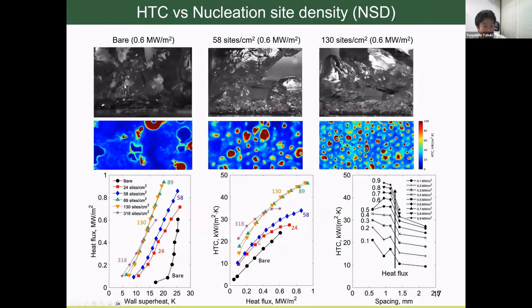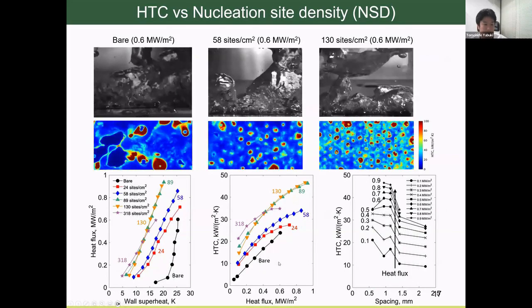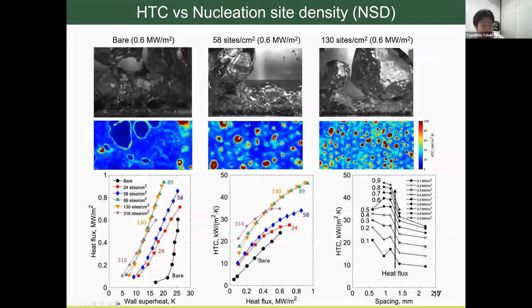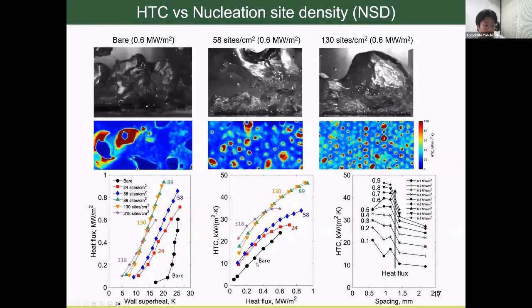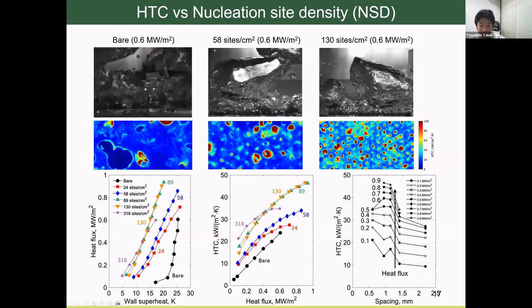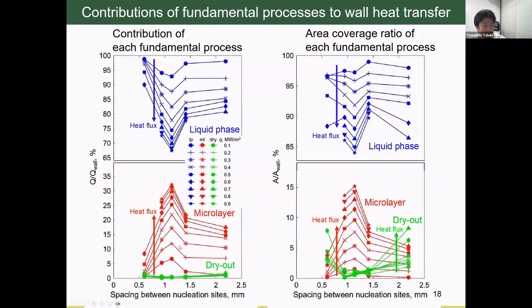Then this is the obtained heat transfer coefficient, and we succeeded in enhancing the boiling heat transfer coefficient. Basically, the heat transfer coefficient increases with increasing nucleation site density. And here, this shows the result of heat flux partitioning analysis. This shows the contribution of microlayer evaporation, this shows the contribution of convection to the total wall heat transfer, and this shows the area coverage ratio of the microlayer.